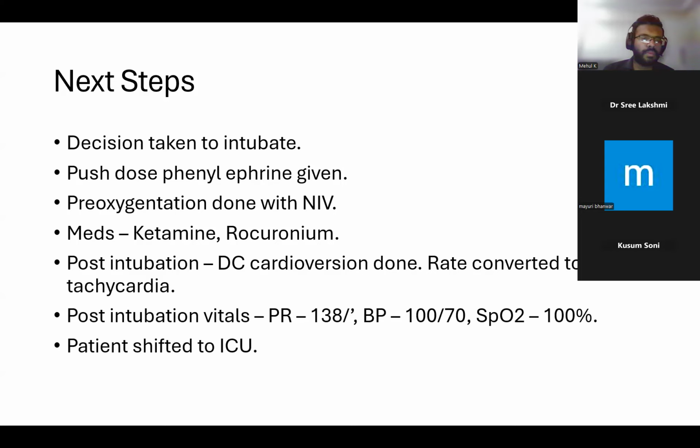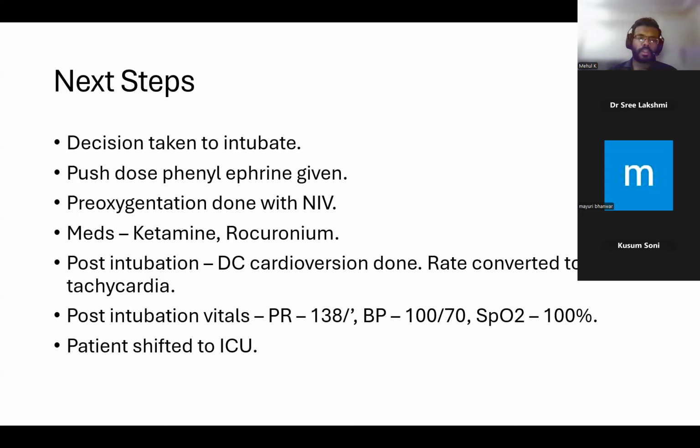After intubation, cardioversion was done, and it converted to sinus tachycardia. Post intubation, the patient's vitals improved somewhat. Heart rate of 138, which is sinus, BP of around 170, and SpO2 of around 100%. After that, the patient was shifted to ICU. This was a very common scenario in the emergency department, where we provide the acute care for the patient and try to provide the safest possible care before the patient is shifted over to the ICU.